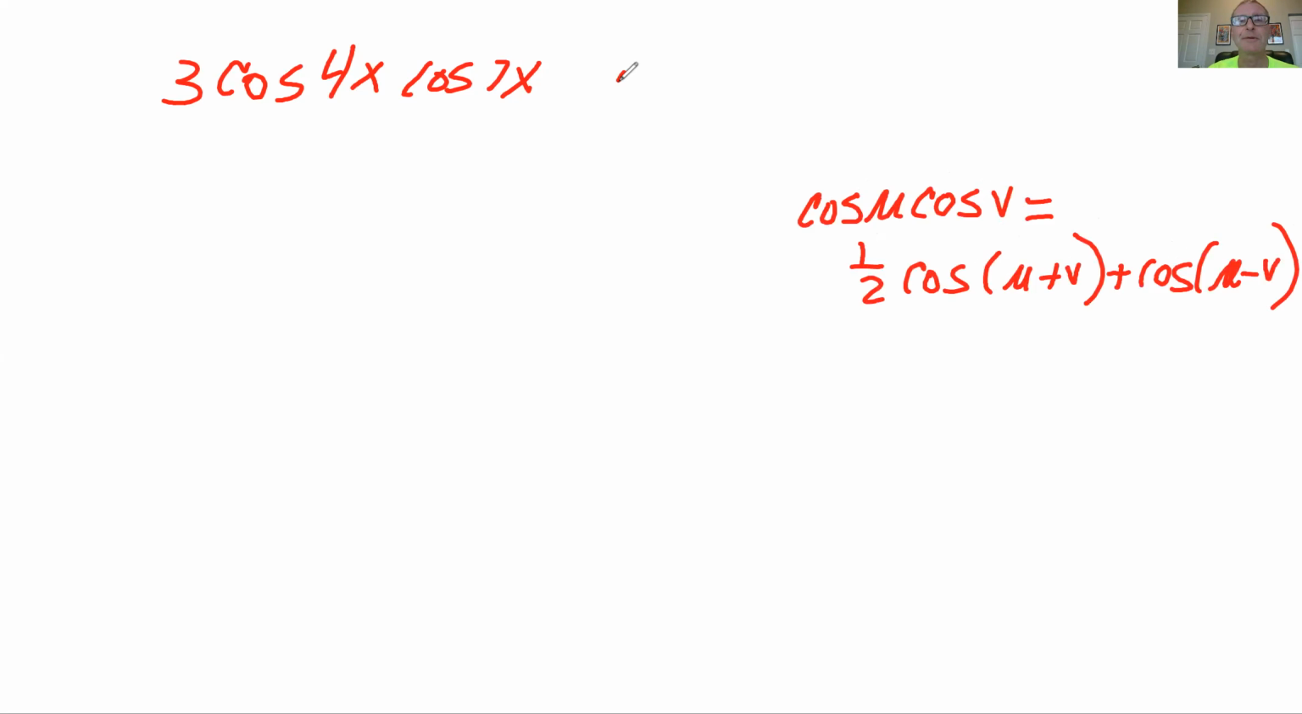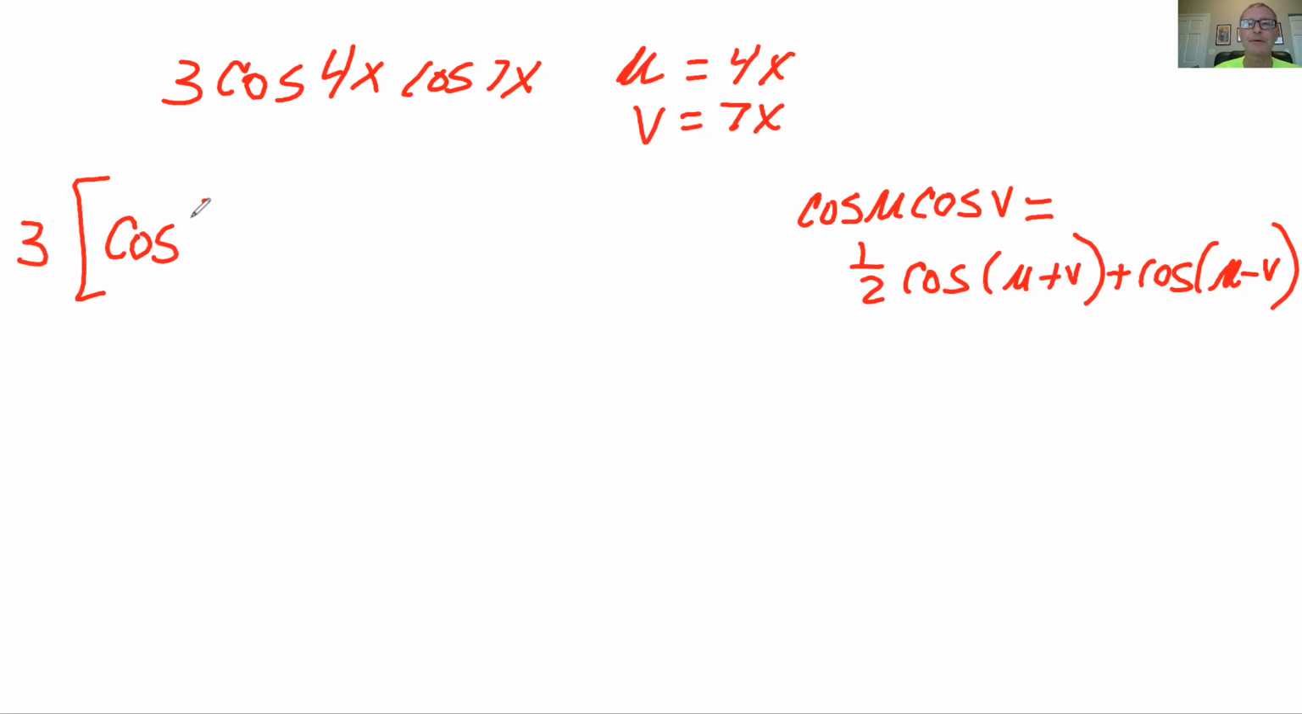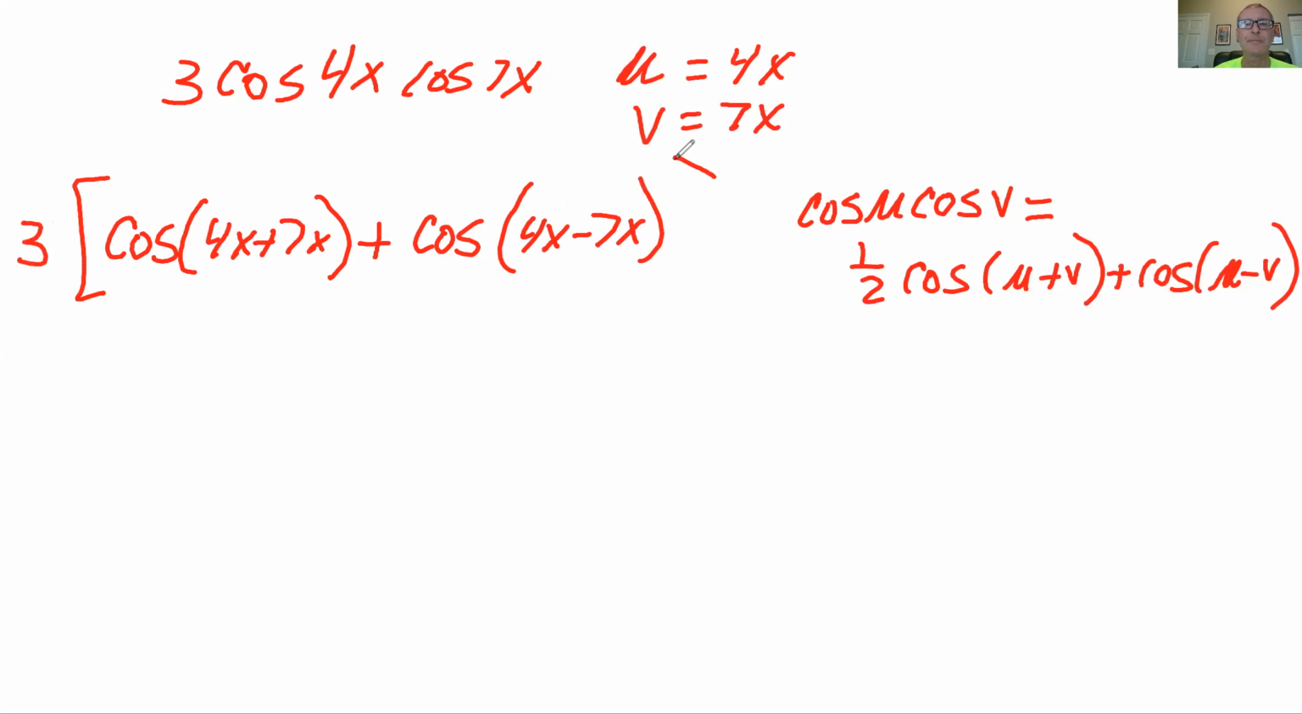So in this case, the u is going to be 4x and our v is going to be 7x. So obviously we're using that formula. Let's just plug it in and see what we get. So you get cosine of 4x plus 7x, and then you get plus cosine of 4x minus 7x. So you simplify this again, you get 11x here.